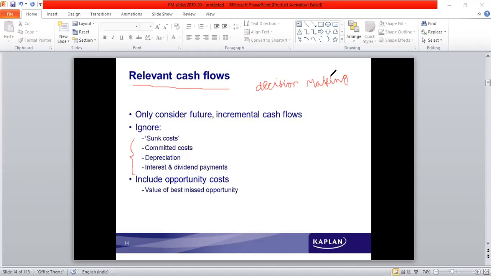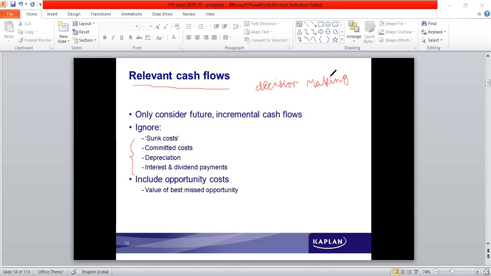Then, interest and dividend payments are fixed in nature. For the preferred shareholders, it is a fixed payment. So these things are also not relevant for decision making because they have to be incurred period after period.